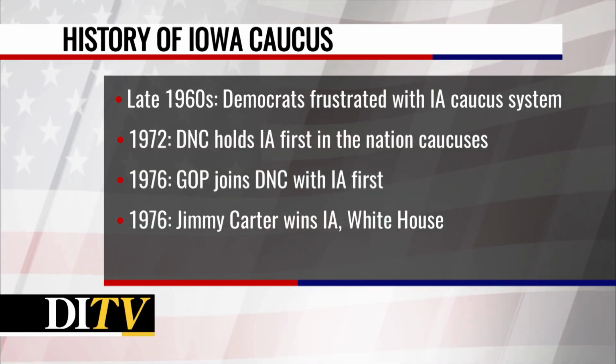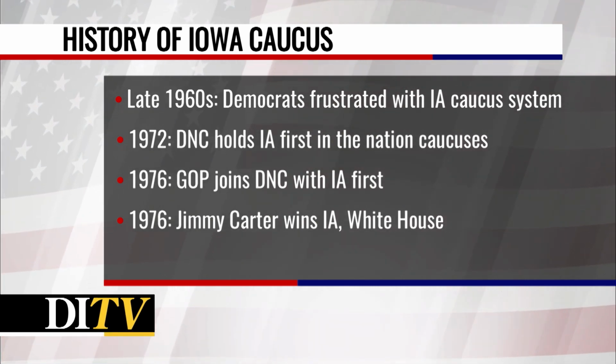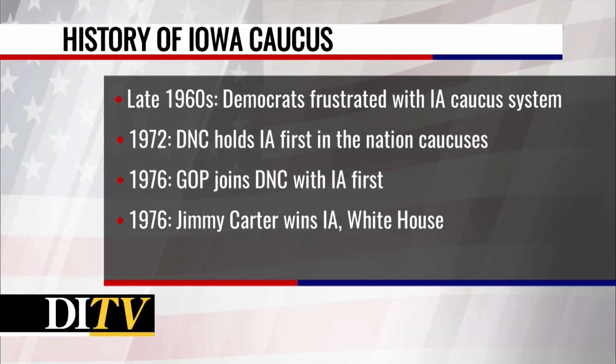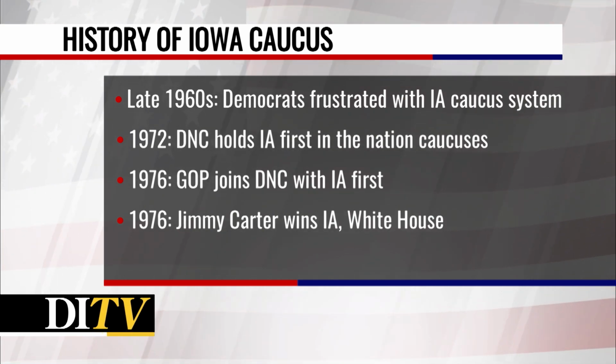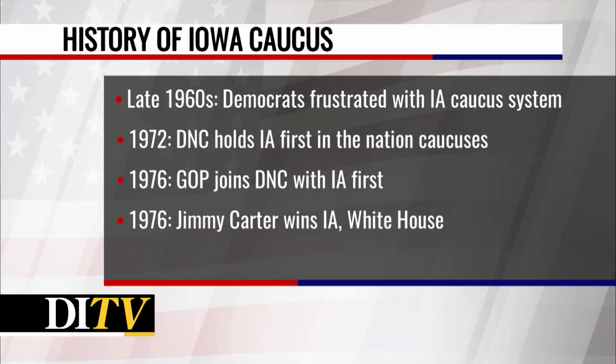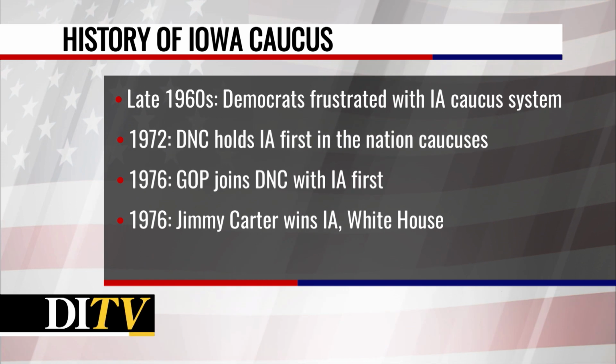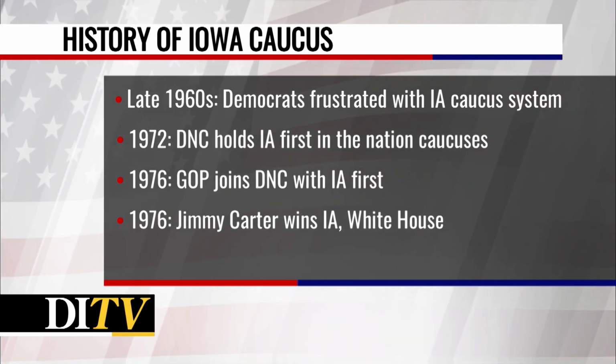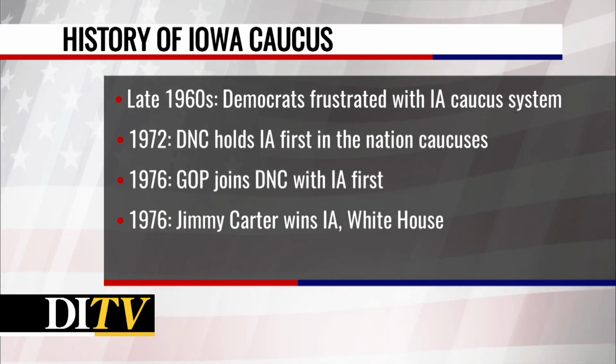Since the 1970s, primaries and caucuses have been used to increase voter participation and stop small groups of people from having total say over who the state nominates. And starting in the 70s, Iowa began its first in the nation status for both parties, meaning that it was the first state in the country to hold a caucus or primary election.